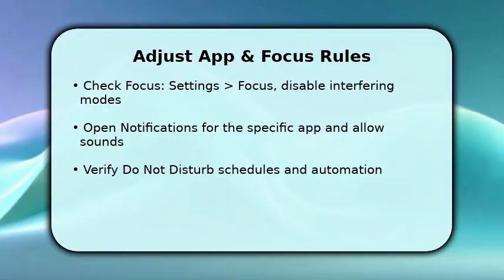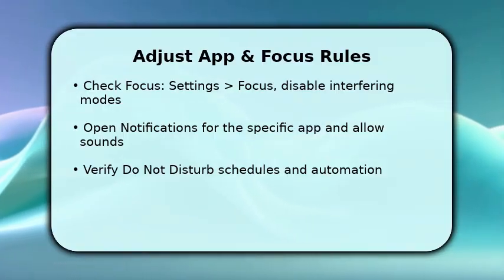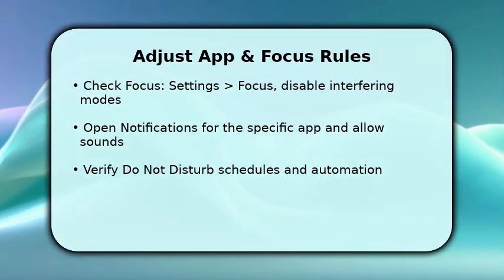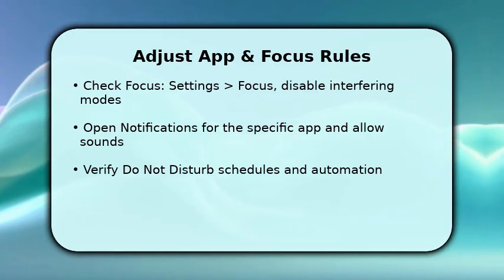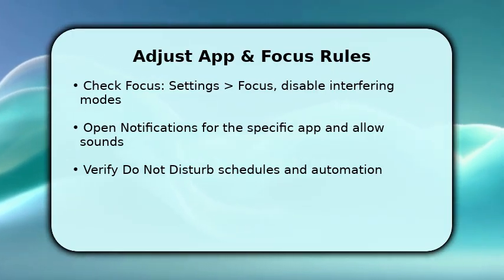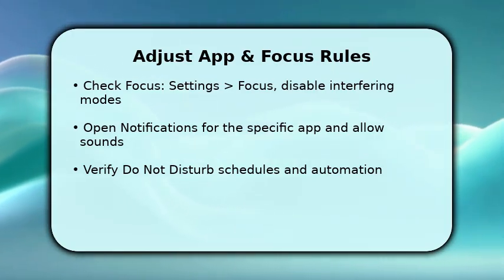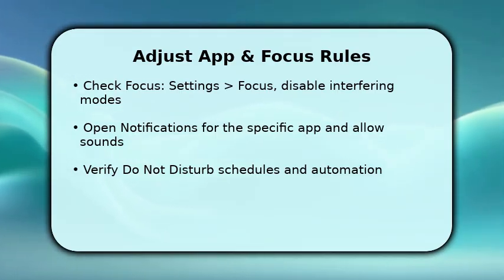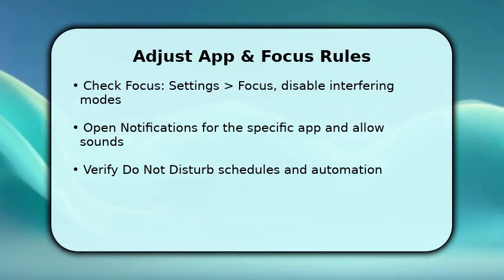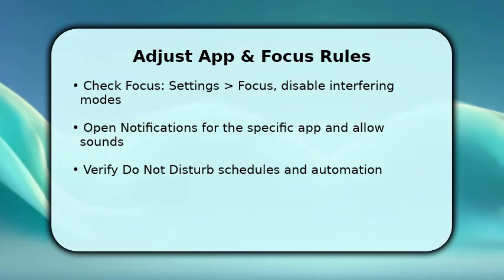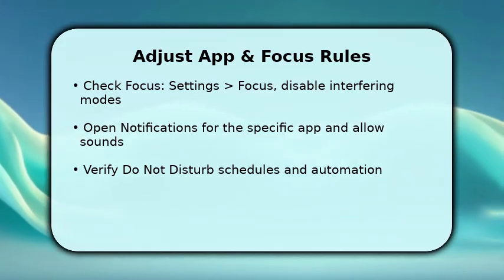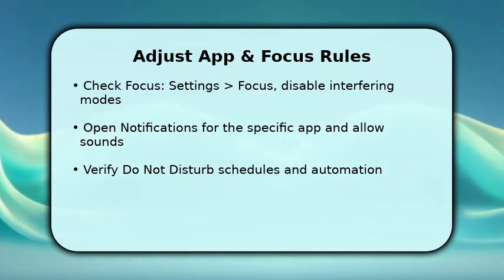Open Settings, Focus, and disable Do Not Disturb or other active focus modes. These silence alerts. Next, open Settings, Notifications, select the app and make sure Allow Notifications and Sounds are enabled. If an app still won't play a tone, toggle its notifications off and on to reset. Also check any automation schedules in Focus. They can re-enable. Finish by restarting your iPhone to clear temporary glitches.